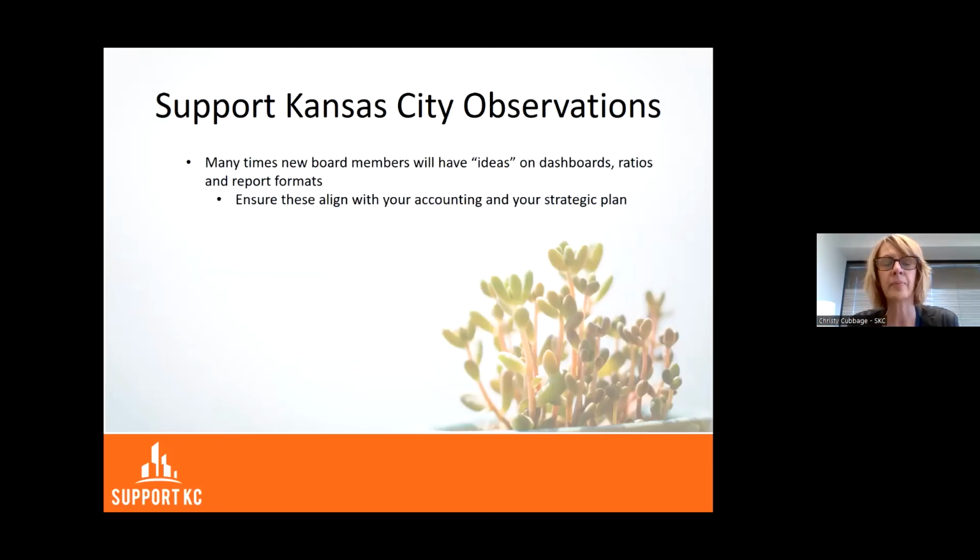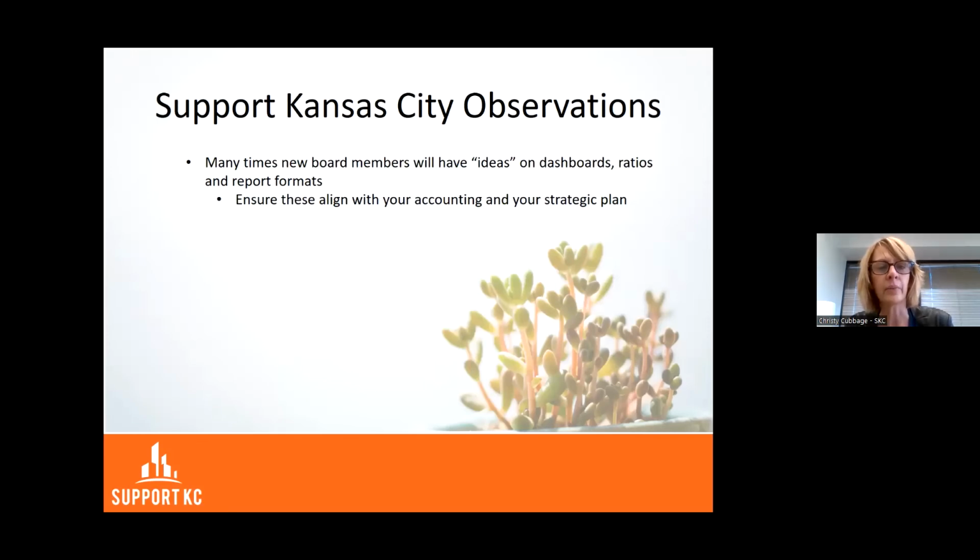Many times, new board members come to the table with great ideas on dashboards and ratios and report formats. And it's really important for us to listen. When we go to board meetings, one thing I ask is, what would you like to see as a board? And they will give feedback, and then we will talk with the leadership of the organization about implementing the ideas to see if that will help with understanding the reports.